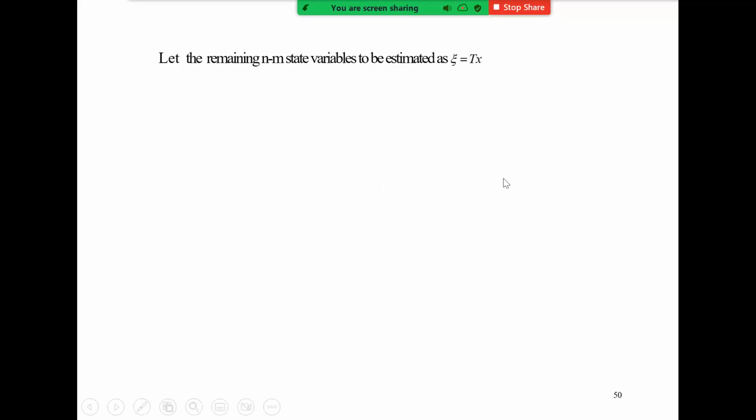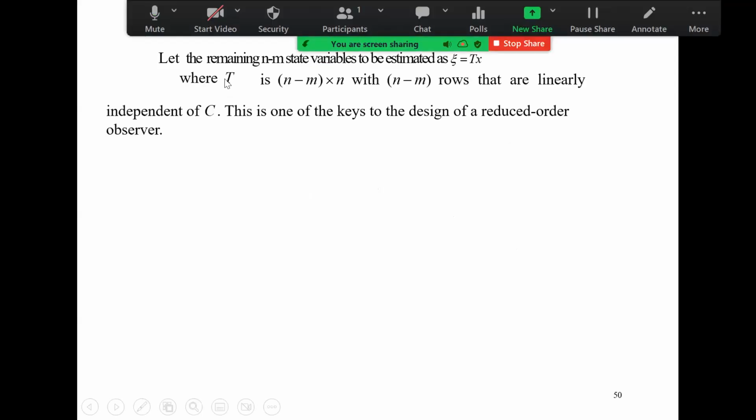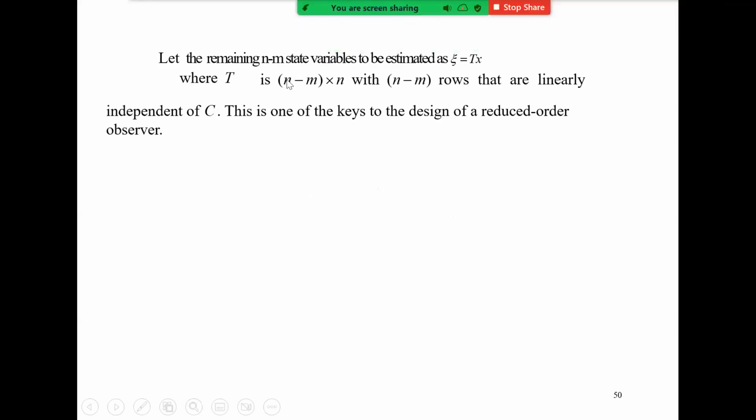T is the matrix, and we know the dimension of the state is n minus m. Therefore, this matrix T has n minus m rows, times n, because we are only interested in n minus m state variables.